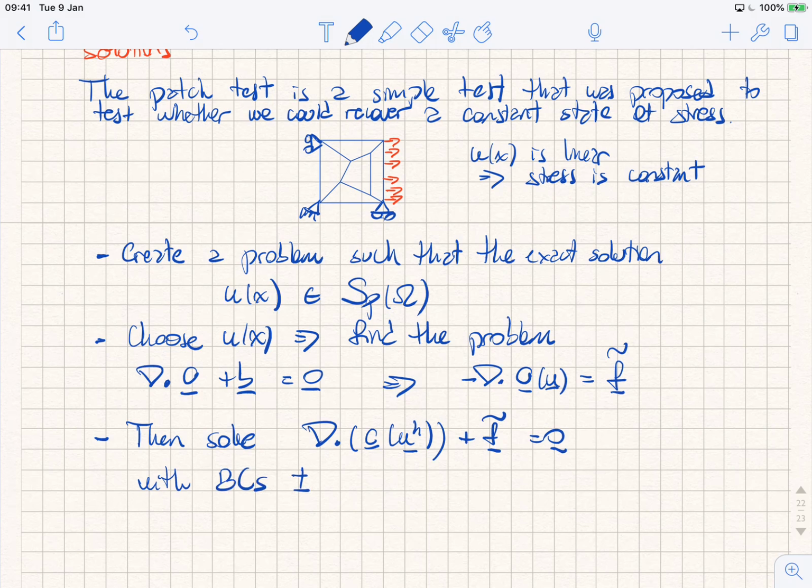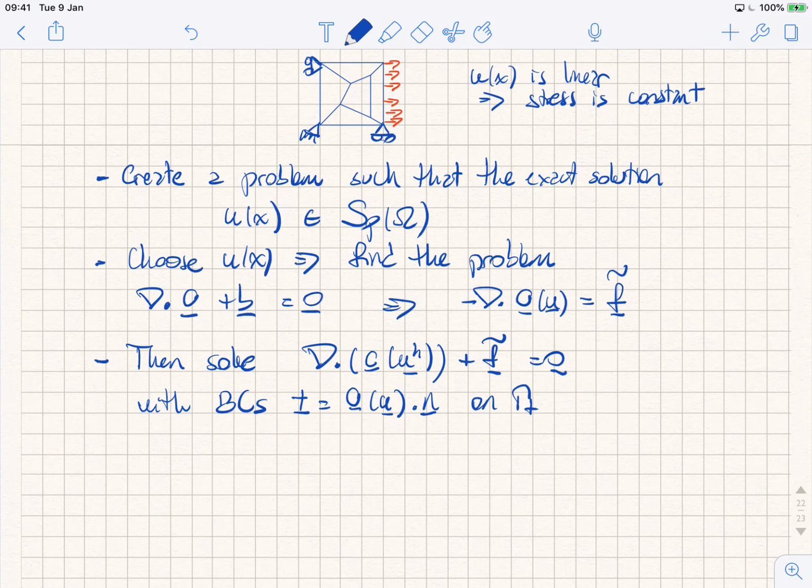And t is equal to t bar on gamma t, and keep in mind that of course the boundary conditions have to reflect the fact that I'm solving that particular problem. So the tractions have to come from taking into account the exact solution that you chose. And the same thing with u is equal to u bar on gamma u. So these three ingredients in the end define your boundary value problem. You can obtain your uh, and this is the way you can test for higher order approximations.